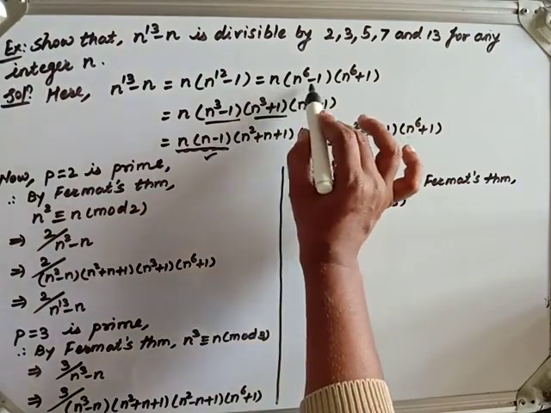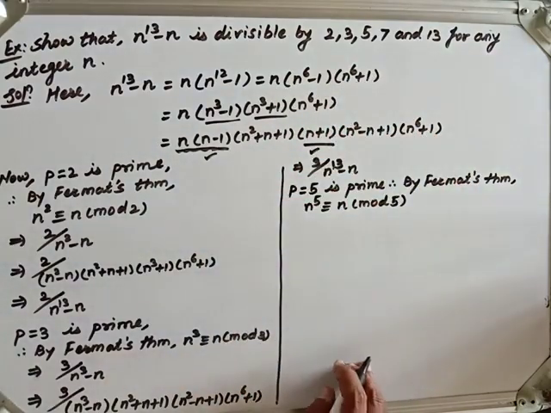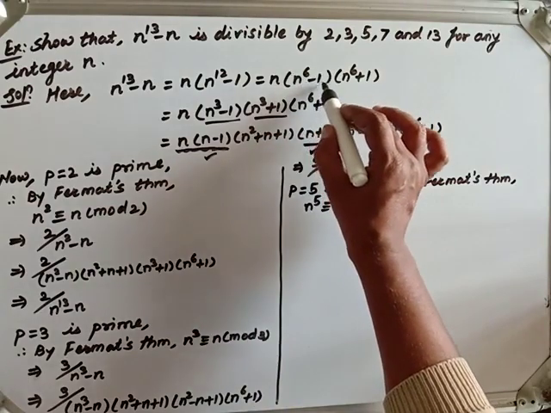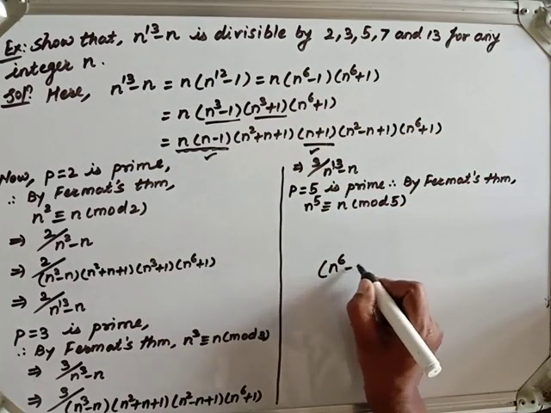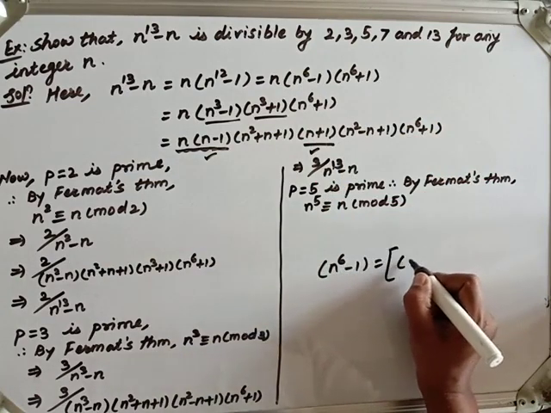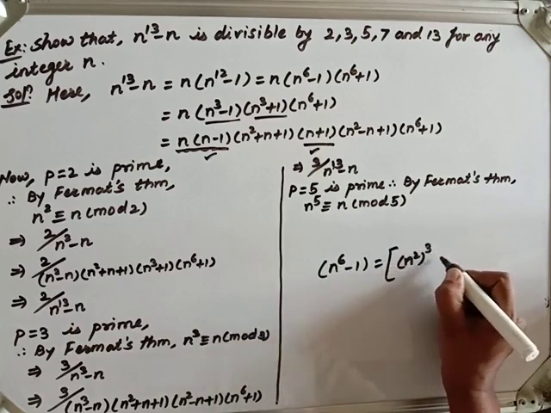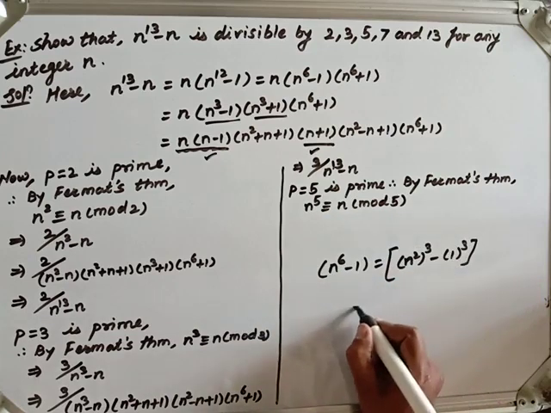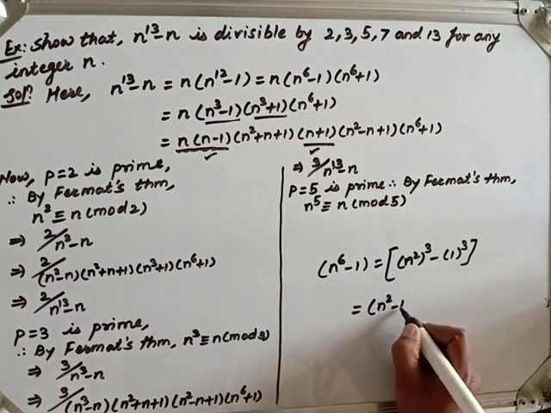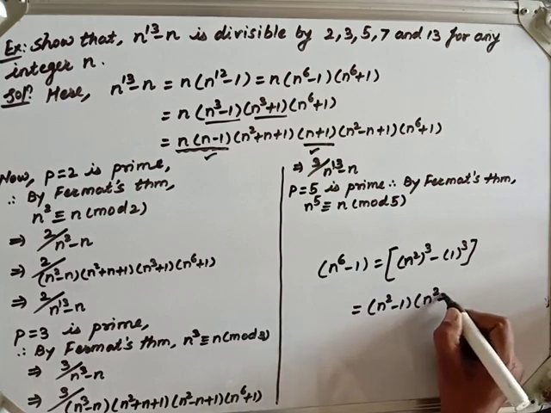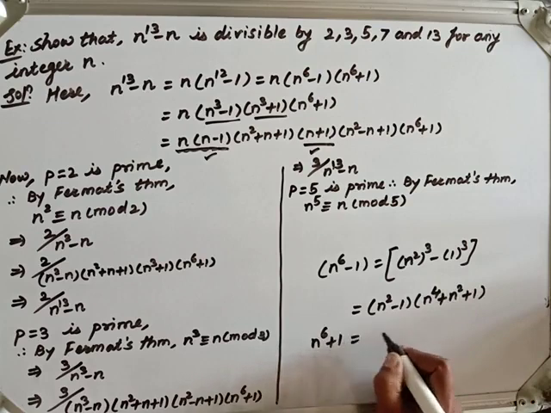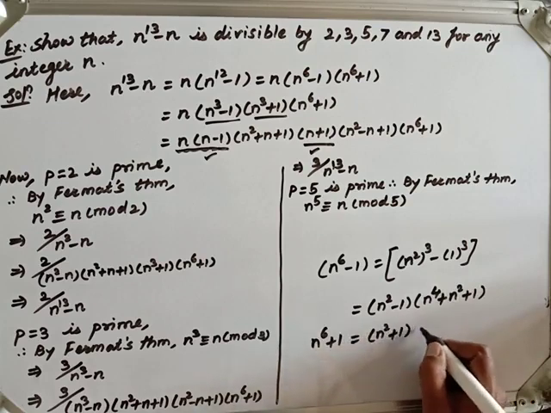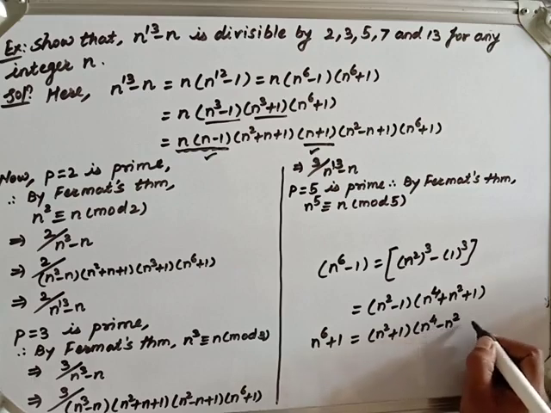This part, n raised to 6 minus 1, n raised to 6 plus 1. Now here let me use the result of a cube minus b cube and a cube plus b cube. So look at carefully, n raised to 6 minus 1 can be written as n square cube minus 1 cube. So it will be what? n square minus 1 into n raised to 4 plus n square plus 1. And what about n raised to 6 plus 1? That one can be written as n square plus 1 into n raised to 4 minus n square plus 1.